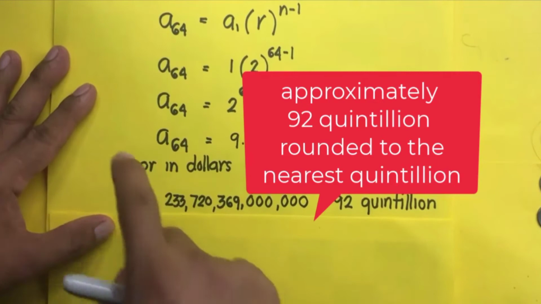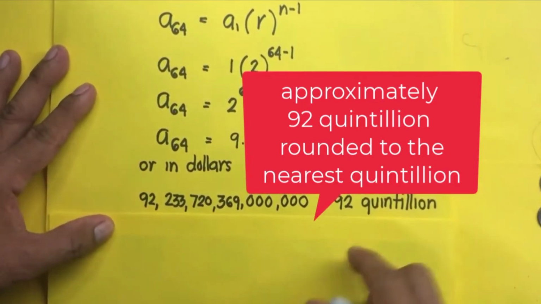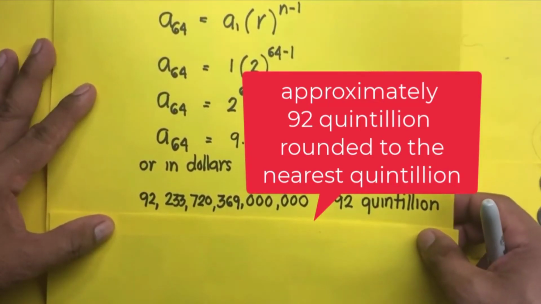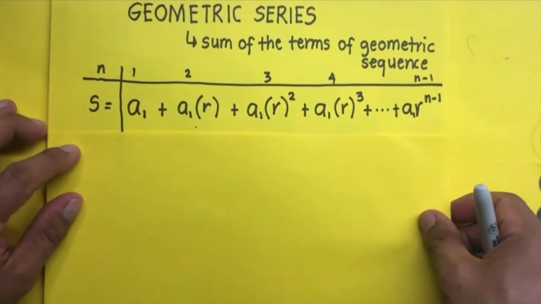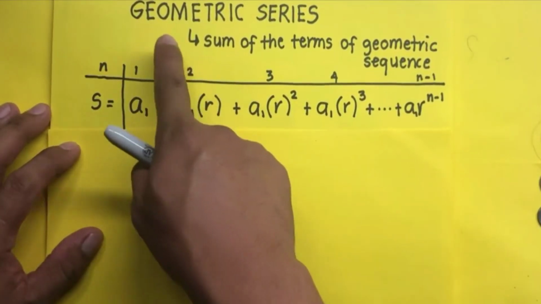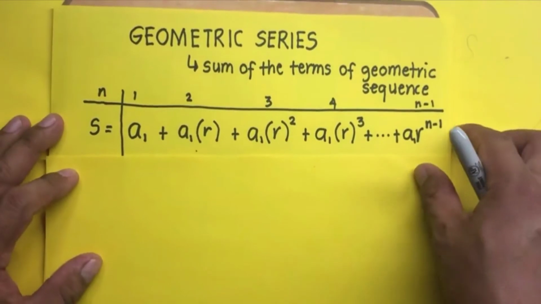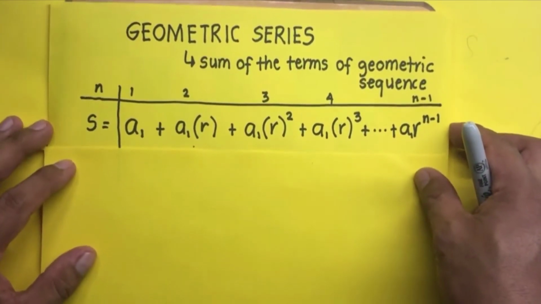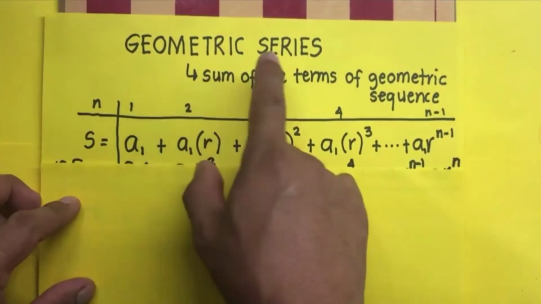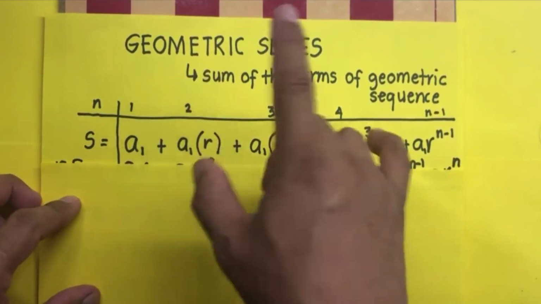Professor Hector wants to get all the money in all those 64 squares. So what we are going to do is get the sum of all that money. In order to do that, we are going to derive some formula. When we get the sum of the sequence, the result is what we call the series. So we are computing now for the geometric series. The geometric series is the sum of the geometric terms.